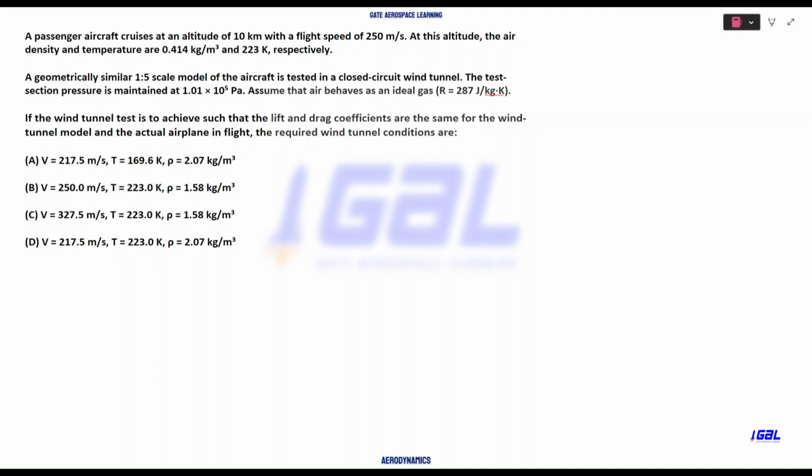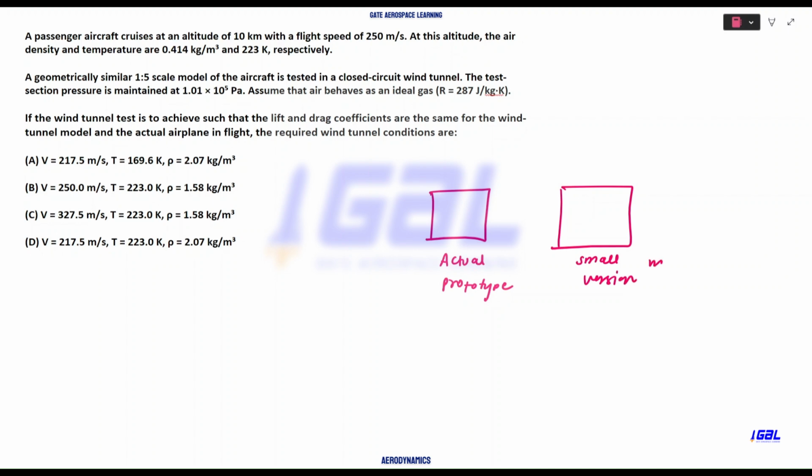Now the first thing, in the question they are comparing two things. One is the actual model, or actual prototype to be more precise, and one is the scaled down, small version of it. We call it a model, right? In the fluid mechanics dimensional analysis chapter, we call it a model, and this one is actually a prototype, if you can recall. Now they are saying please compare these, and that the lift and drag coefficients are the same in both the conditions.